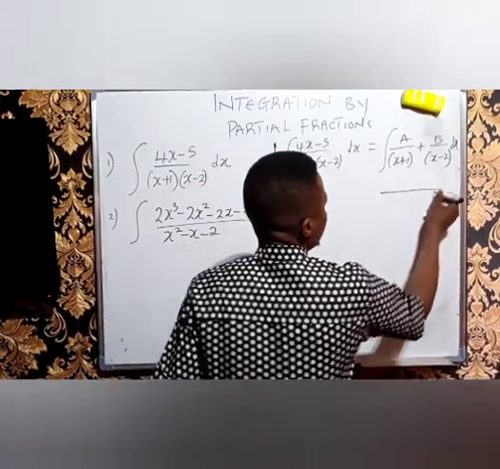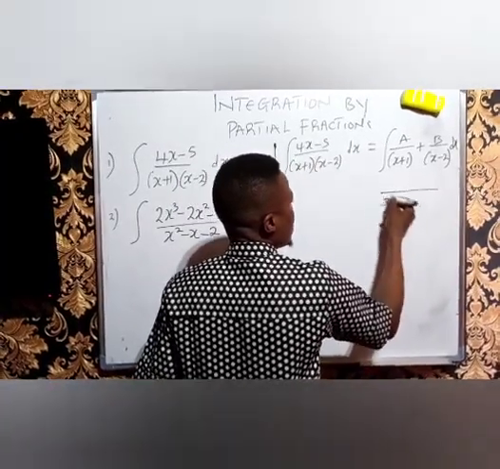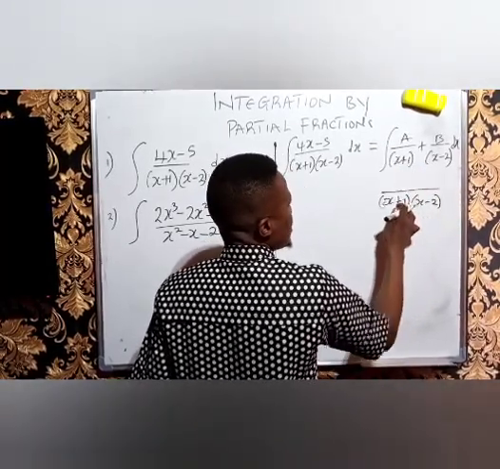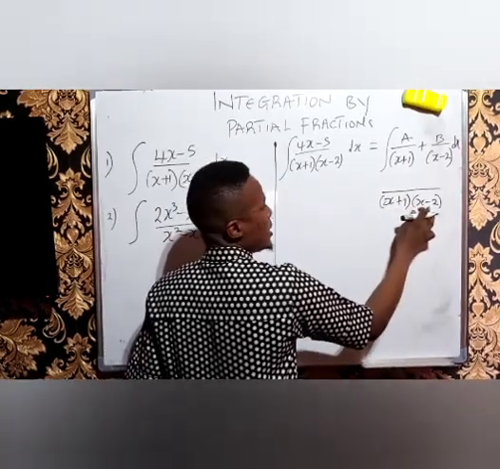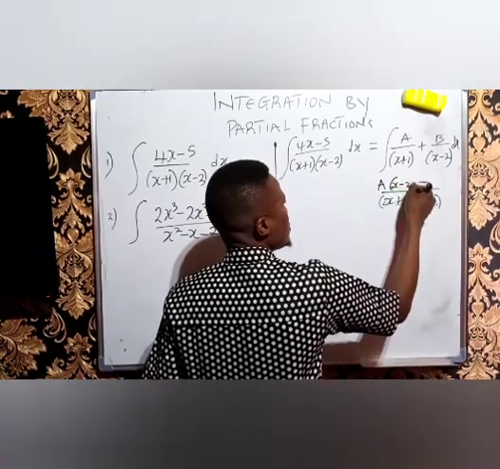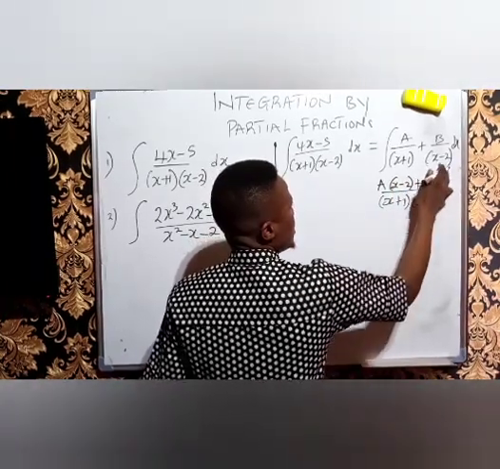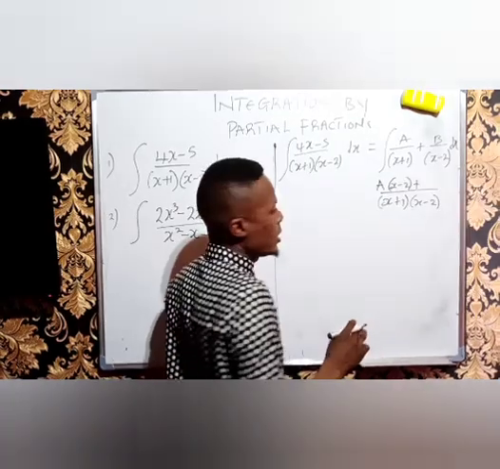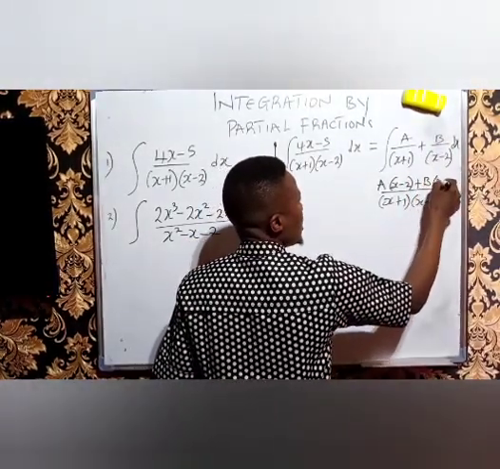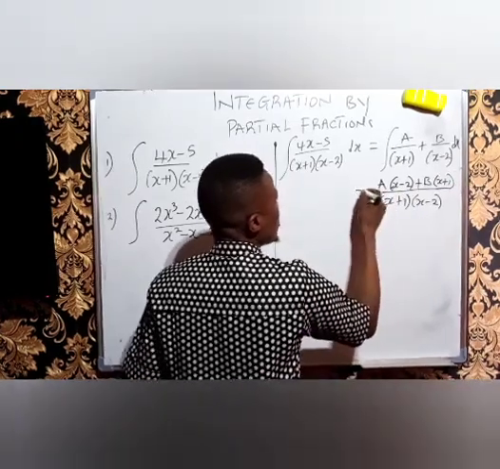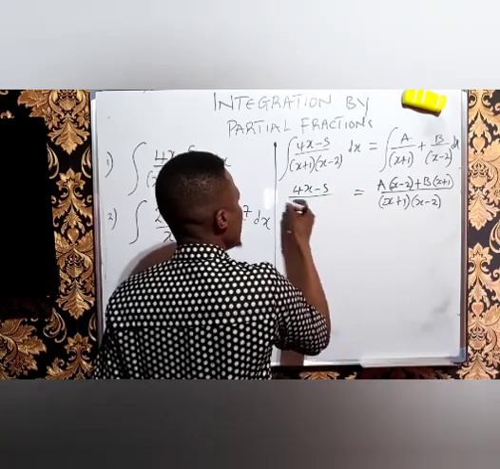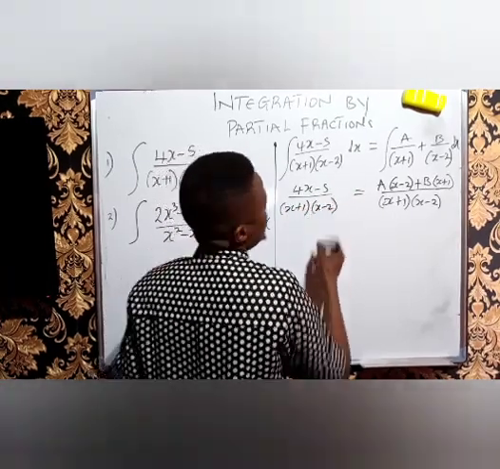The LCM of the left hand side is still x plus 1 into x minus 2. This divide this, x plus 1 will be cancelled, x plus 1 remaining x minus 2. Multiplying A, we have A into x minus 2, plus x minus 2 divided x minus 2, we are left with x plus 1 multiplying B. So we have B into x plus 1 equals 4x minus 5 over x plus 1 into x minus 2.